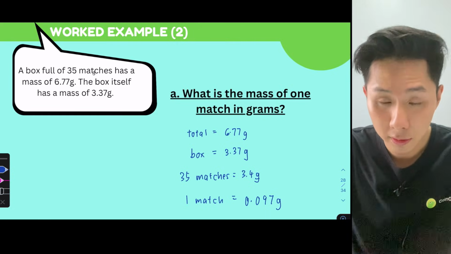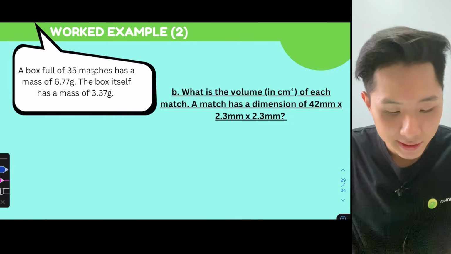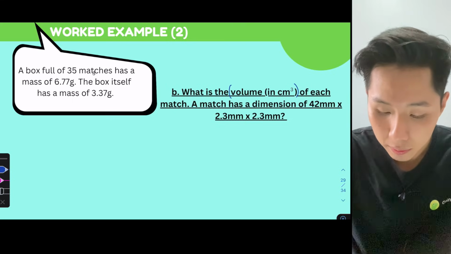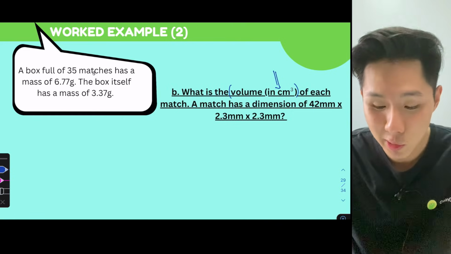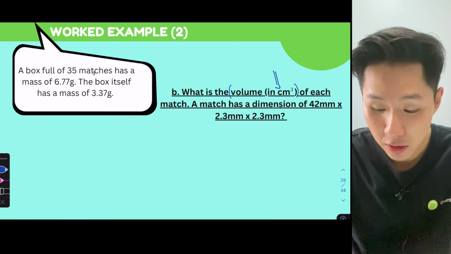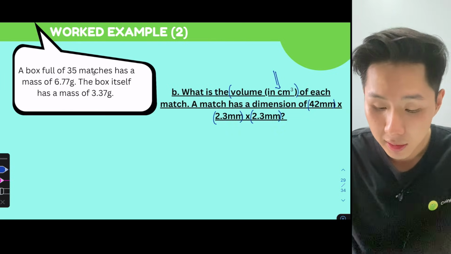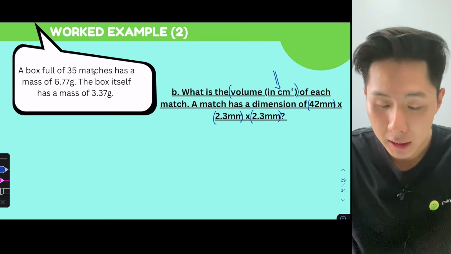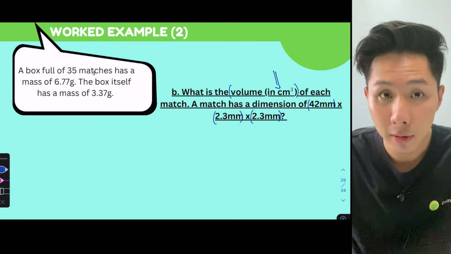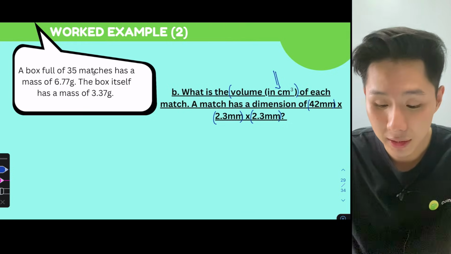So I'm going to put 0.097 gram. And let's move on. A box, now we need to calculate the volume in cm cube. So here's a specific requirement that we need to give our answer in this unit. But if you look at the dimension, they give us 42 millimeter, 2.3 millimeter, 2.3 millimeter, the width, length, and height. And this is when something becomes trickier because the answer requires us to write in cm cube, meaning we need to convert millimeter, the dimension, to centimeter before we do any calculation.